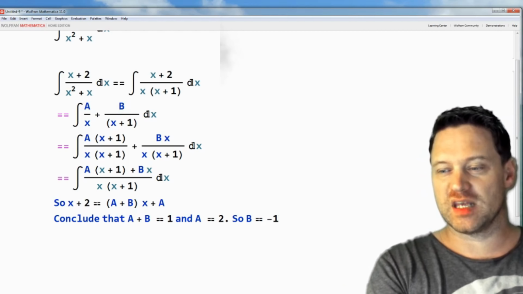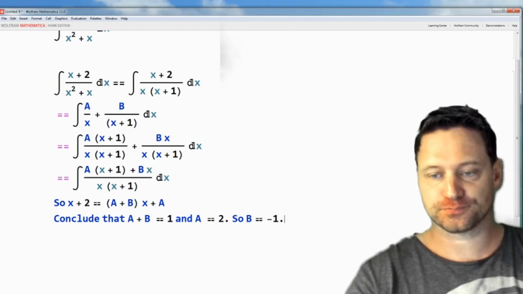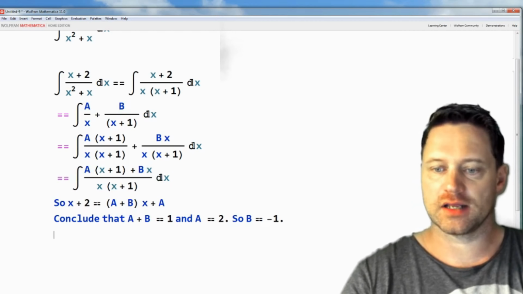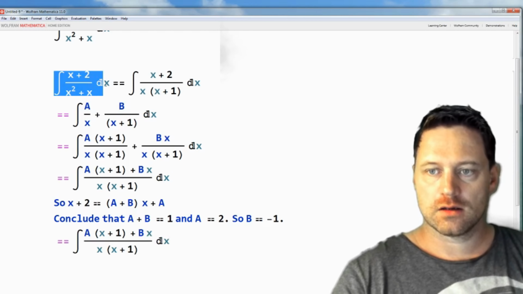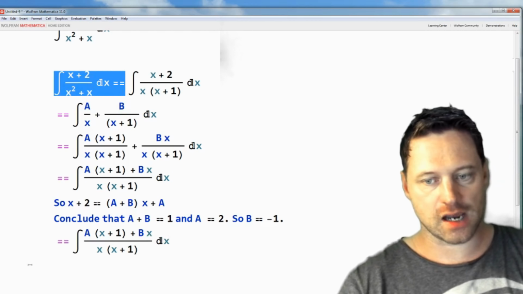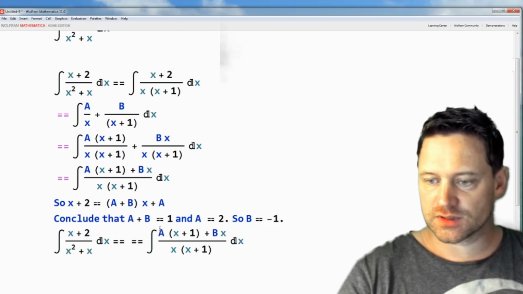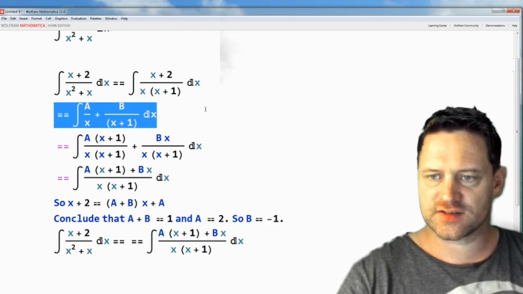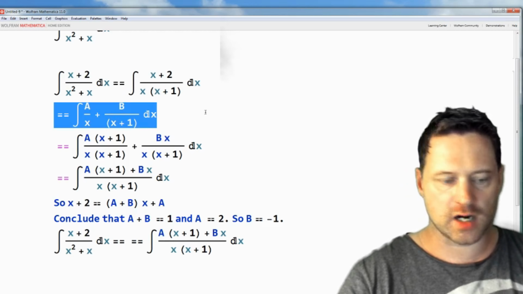Now that we have A and B, we can use them. So let's come down here and write that this integral that we're trying to calculate is equal to, oh, actually we wanted it in this form right here. Okay, so let's copy that.